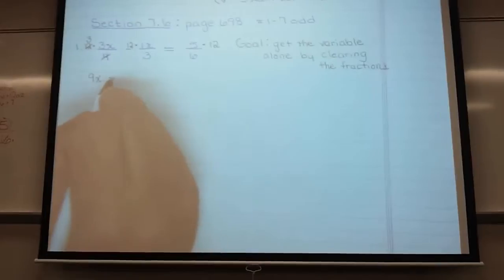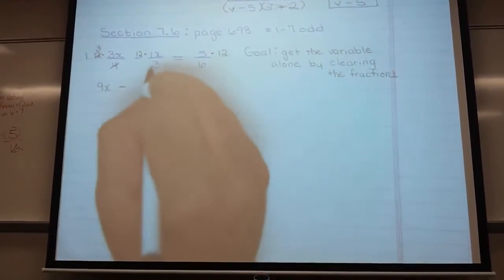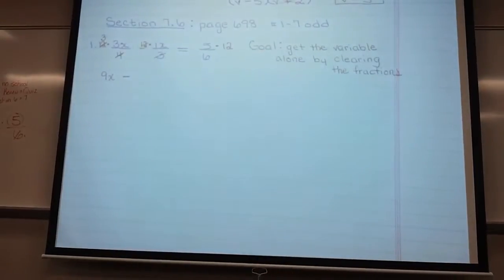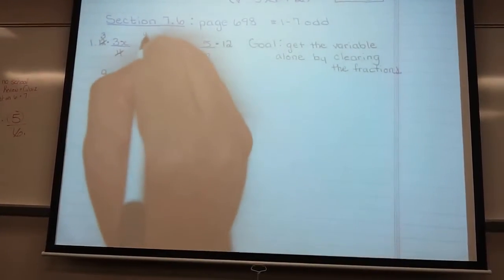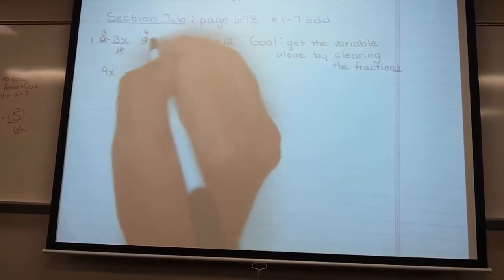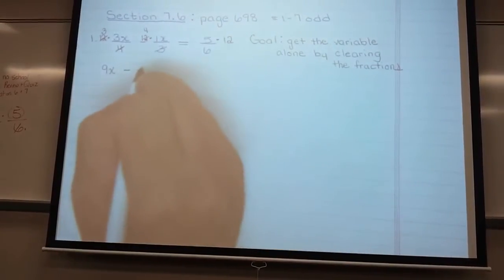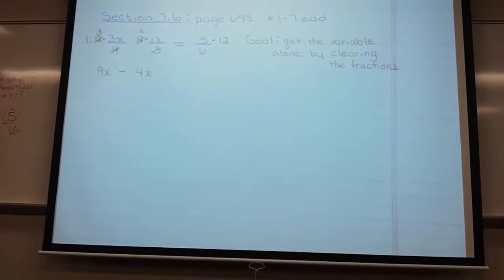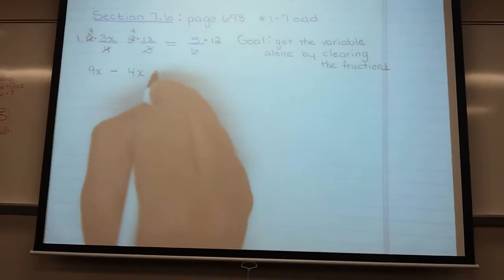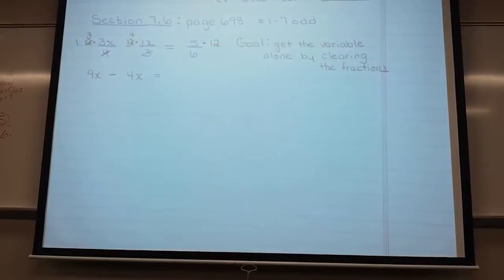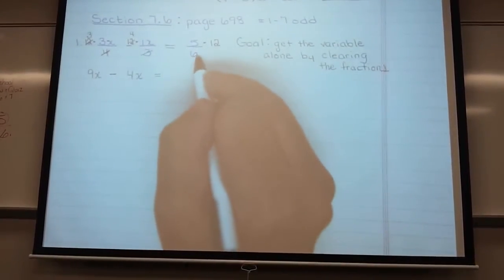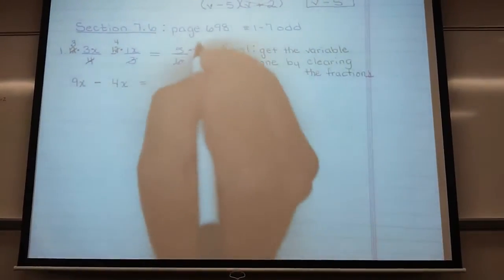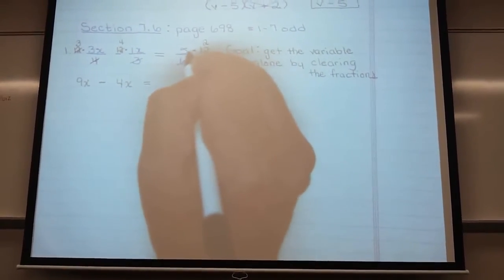I'll show you the next one. Minus. 3 goes into 12 how many times? 4. And then 4 times 1x is just 4x. That's your second new term. Bring down your equals. Okay, cross-canceling here. 6 goes into 12 how many times? 2. And 5 times 2? 10.